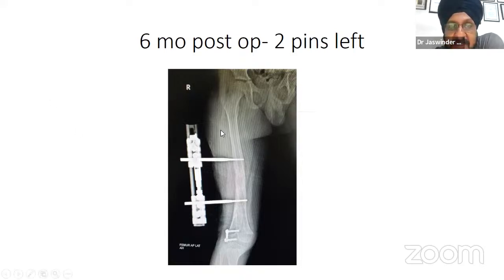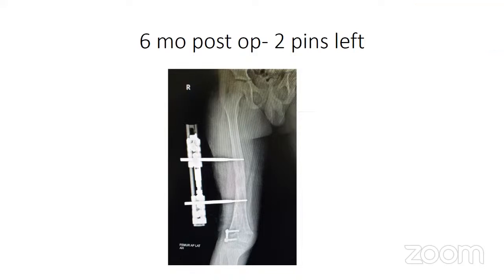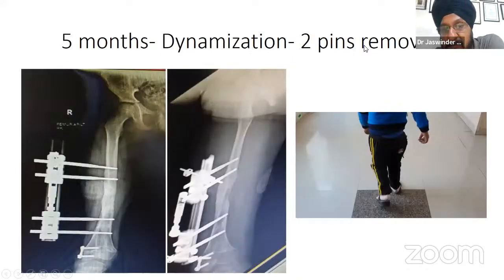So any more comments? Are you happy, Dr. Ritesh? Yes, I am happy. Okay, right. Sir, Dr. Jaswinder, how about his knee movement? Has he gained it? Sir, he had good movements. He had always 90 plus movement. I would say 100, 110, I would say.